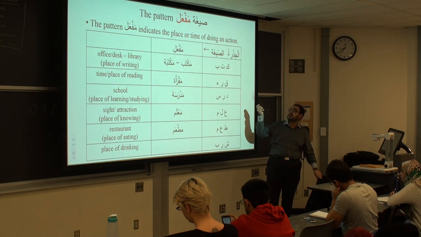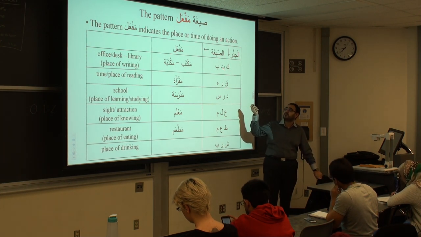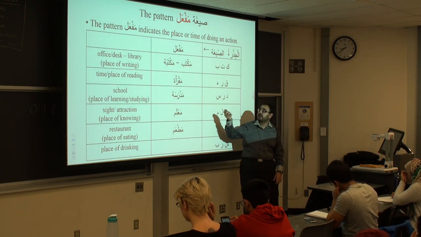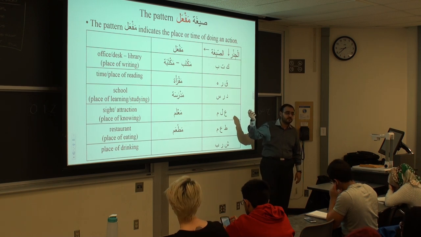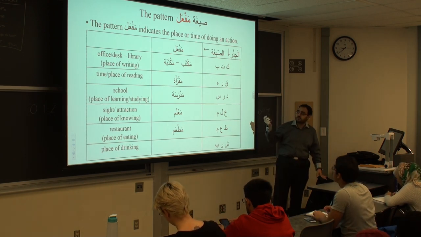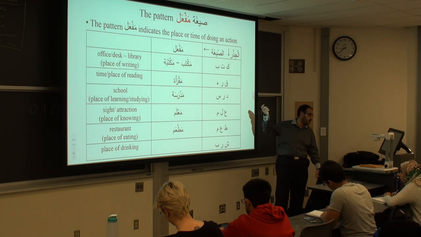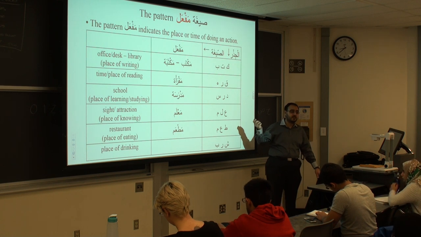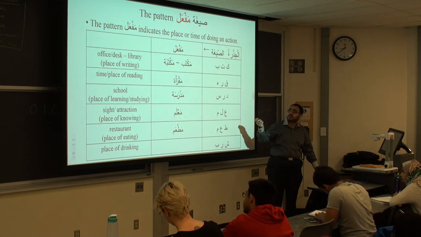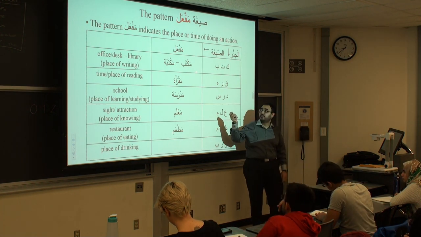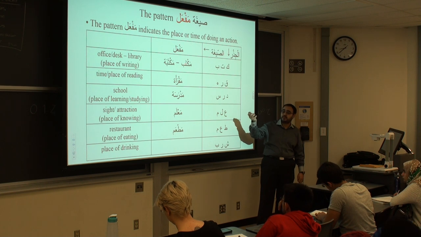The root for both is كاف تاء باء. Do you remember this root? It has to do with writing. Okay, so مكتب, how did we form this one? You replace the فاء with the first letter of the root, which is the كاف, the عين with the second letter of the root, which is the تاء, and the لام with the third letter of the root, which is the باء. And I'll keep the سكون and I'll keep the فتحة. Exactly, and you add the ميم with a فتحة at the beginning. Okay, so it will be مكتب. That's the pattern مفعل.